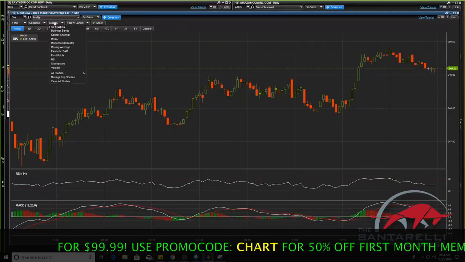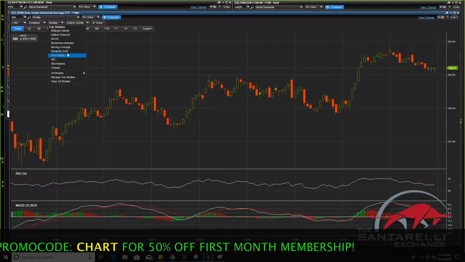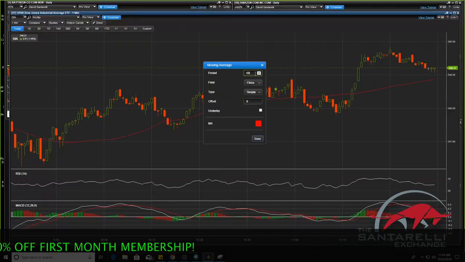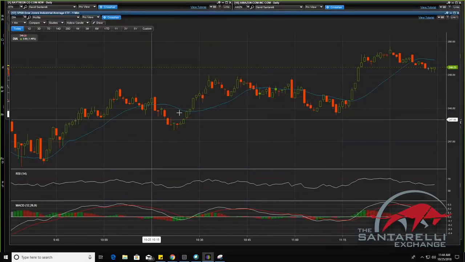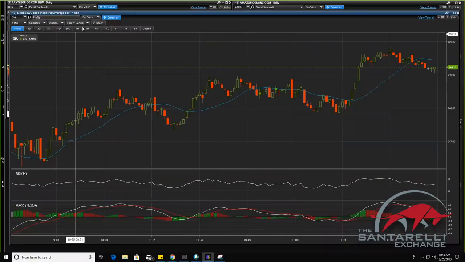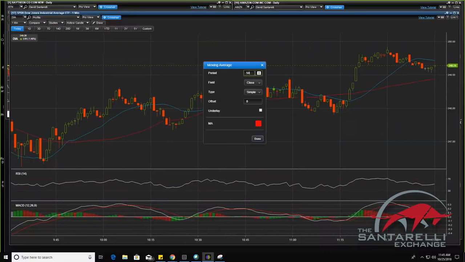Like I said, first we're adding the 20-day SMA. That's going to be the blue, and that's going to be our entry signals. When we cross above, that's our entry. Now we're adding the 10-day SMA. That's going to be our exits.